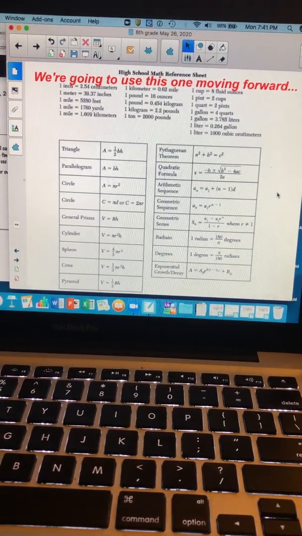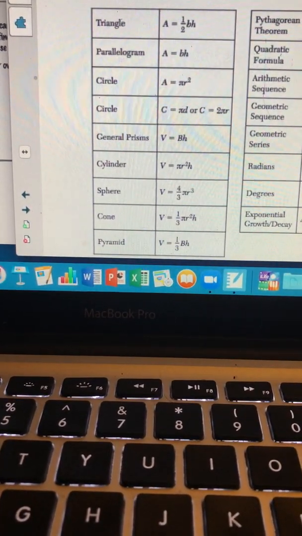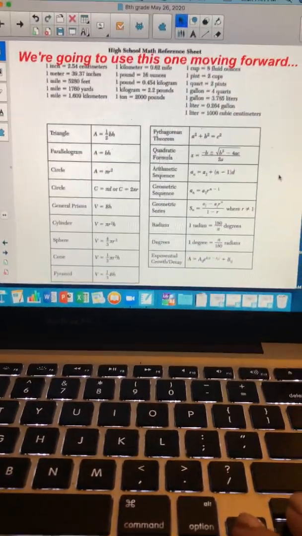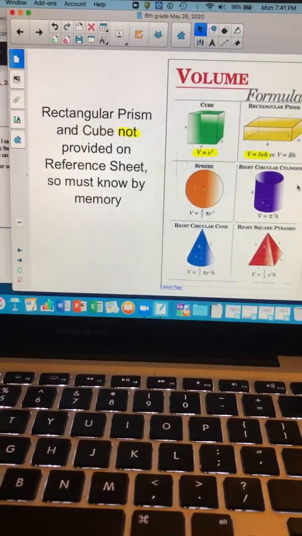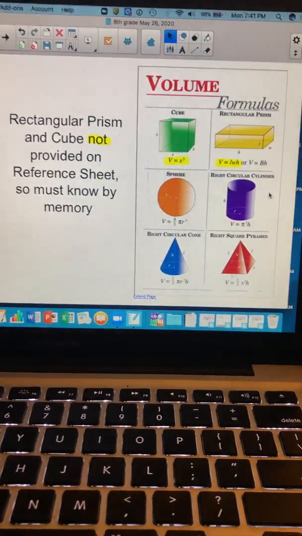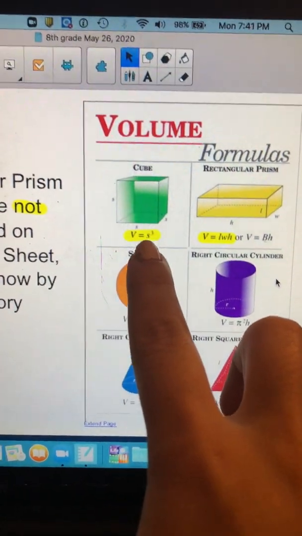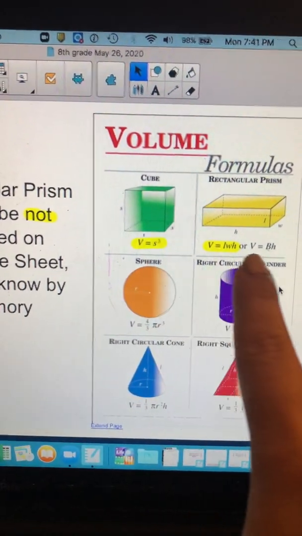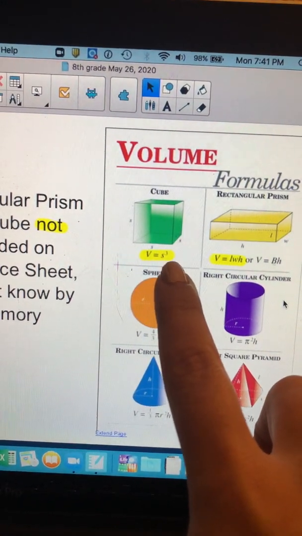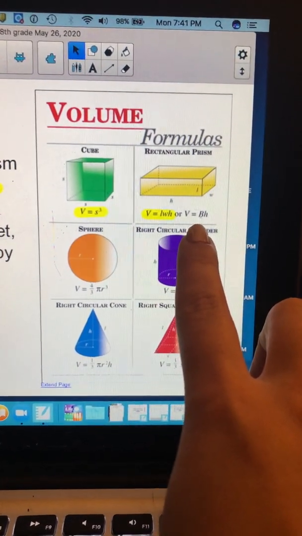Again, we're going to be focusing on the volume of the different prisms. You can see that most of them are there that you would need. The rectangular prism and cube are not provided on the reference sheet, so you must know them by memory. I just want to clarify this. The formula for the cube is not located on the reference sheet because the cube is the same as a rectangular prism, but when all sides are the same, so you can use the formula s to the 3rd power. Here, this formula is given, base times height.